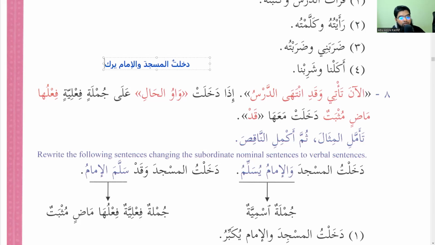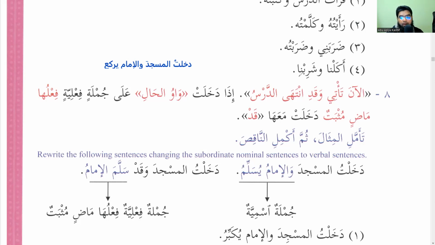وَالْإِمَامُ, while the imam was doing the ruku'. Correct? We learned waw al-hal while, in lesson number 2. Now, if you want to use waw al-hal with a verbal sentence, and it is fi'l madi, and it is positive, not negative, then you have to use qad, he says. You have to use qad.